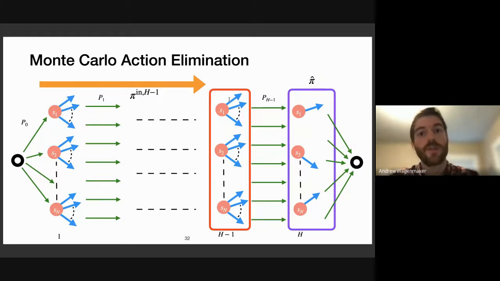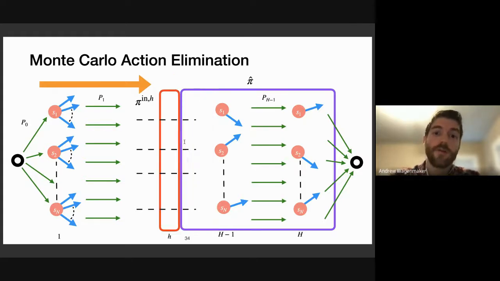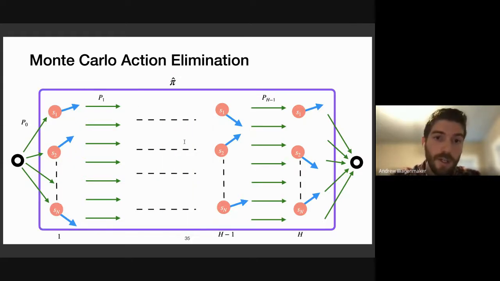So once we do this in stage h-1, we fix our actions in stage h-1 as well as h, and we move to stage h-2, and we do the same thing there. You continue iterating backwards until you've eliminated actions at every stage. And the key thing here is that when you get to a stage, this is where our name comes from, you just do a Monte Carlo rollout of pi hat. And that gives you an unbiased estimate of the Q function and allows you to eliminate actions.